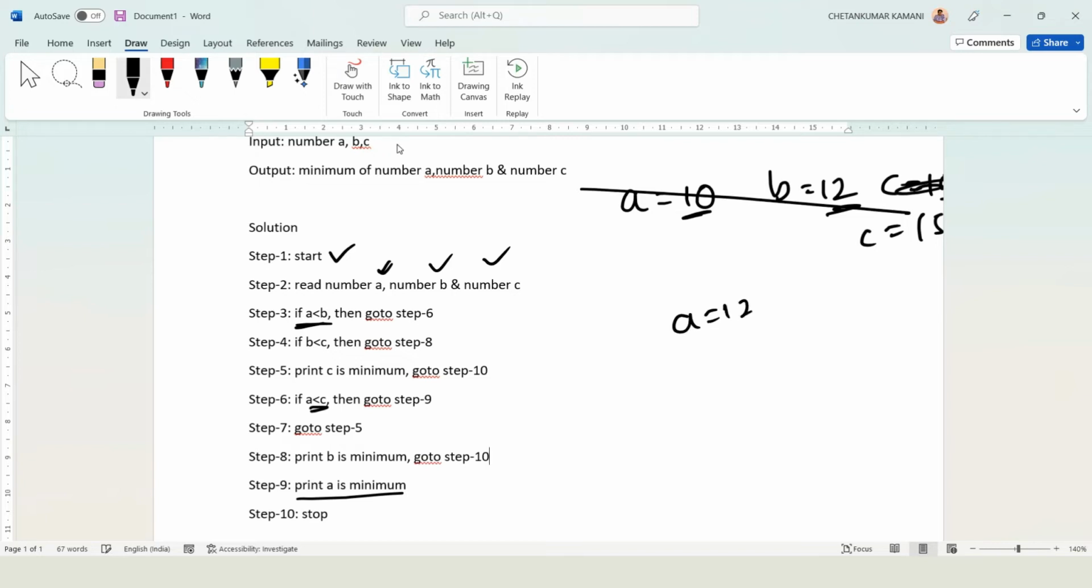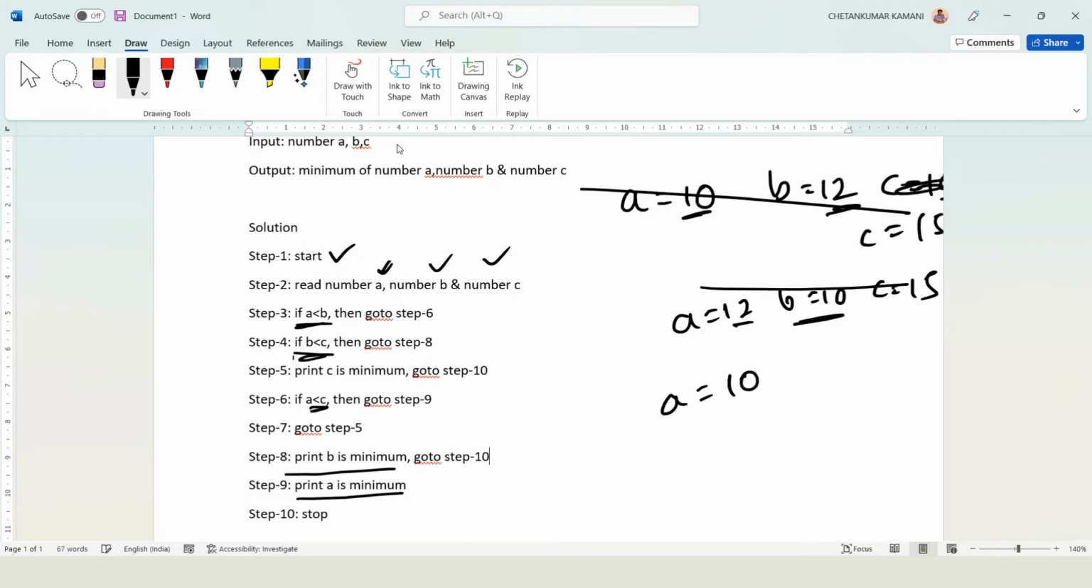A is equal to 12, B is equal to 10, C is equal to 15. In this case, B would be our answer, right? So read A, read B, and read C. Then A is less than B. You can see 12 is less than 10. No, which is false, right? Then step number 4 would execute. What is step number 4? Compare B with C. B is less than C. Yes, it is true. Then go to step number 8. Print B is minimum. Definitely it is working for this also.